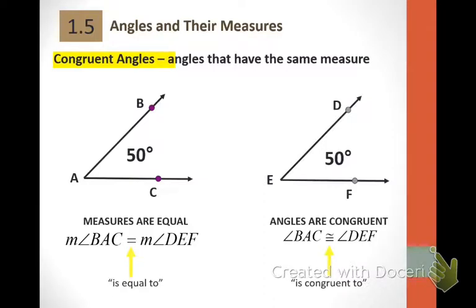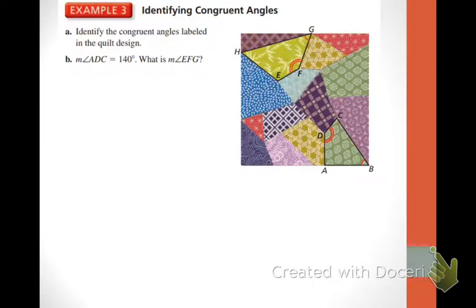If you're writing this, the measure of angle BAC equals the measure of angle DEF. This is what you'll normally see: angle BAC is congruent to angle DEF. You can write them either way, but this is the reason congruent was created, because it takes so much longer to say the measures are equal instead of saying they're just congruent. They mean the same thing. This is just shorter.